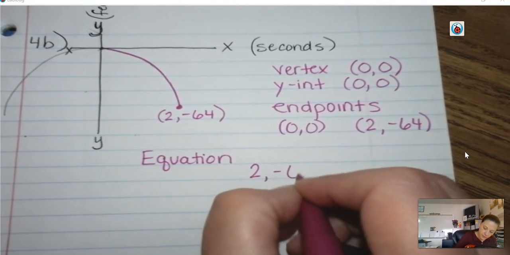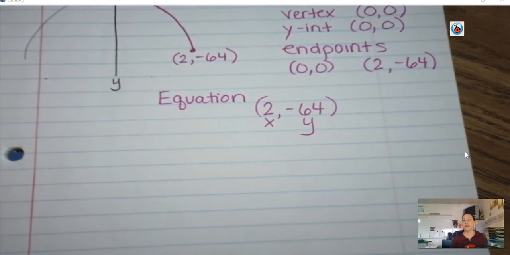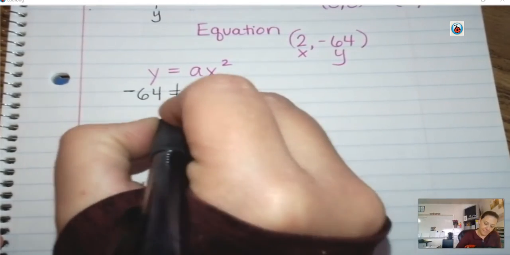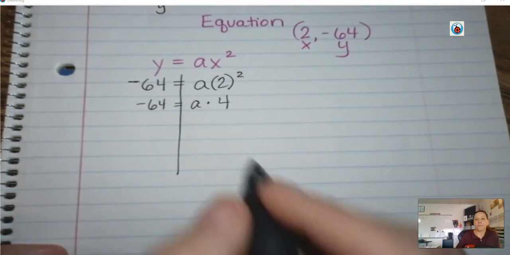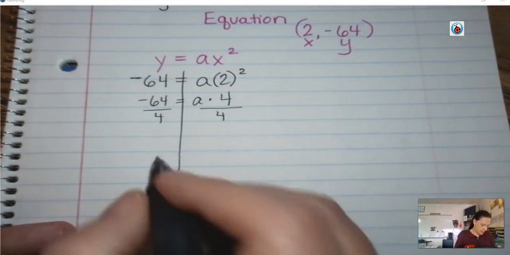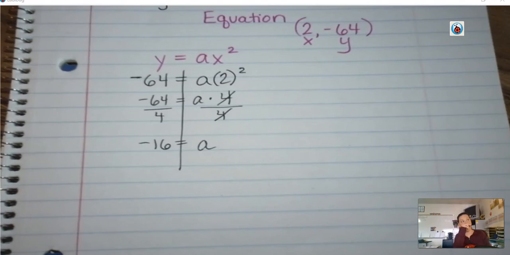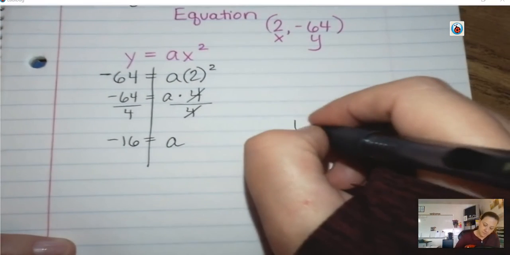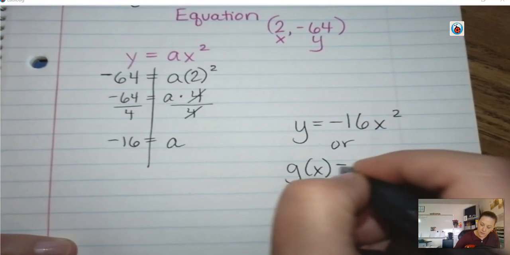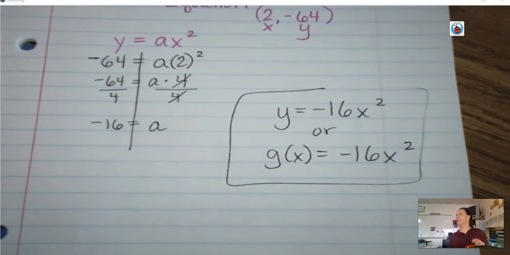So we're going to need to use 2, negative 64 as our x and our y. Okay, go ahead and come up with the equation. 2 squared, 2 times 2 is 4. Divide both sides by 4. Negative 64 divided by 4 is negative 16. 4 divided by 4 is 1, so I have 1a. So a is negative 16. And then plug that into the equation. So y equals negative 16x squared, or g of x equals negative 16x squared, or whatever they're asking you to have as your output. Questions there?